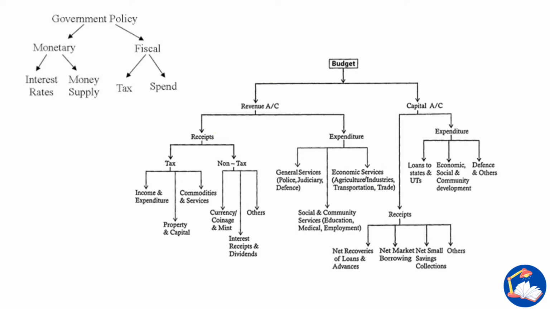Now under capital account, we have receipts and expenditure similar to revenue account. What comes under capital receipts? We have net recoveries of loans and advances. We have net market borrowing, net small savings collections, etc. And expenditure: loans to states and union territories, social, economic and community development, defense, and others. When I said all these things, I know that you people would be confused. So, what are these terms? We are having a certain level of confusion. No need to worry. In the coming sessions, we'll be dealing with it.